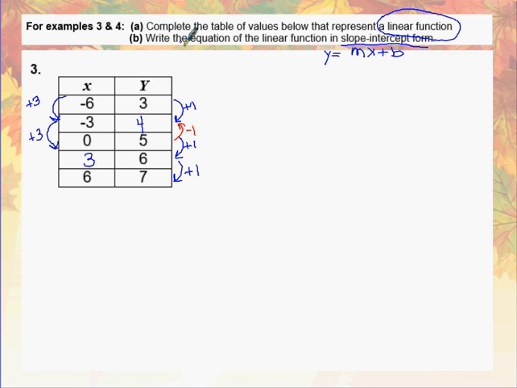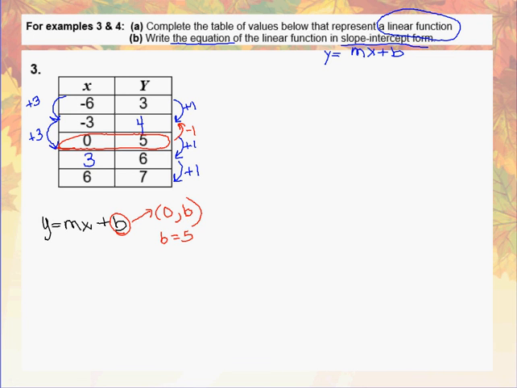For part B, we want to write the equation in y equals mx plus b form. So y equals mx plus b. Now, b is always our y-intercept. We know that it's always at (0, whatever the b value is), and we can see that value in our chart right here. So b must equal 5.